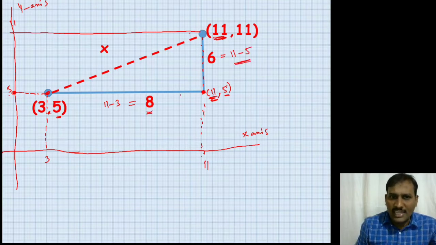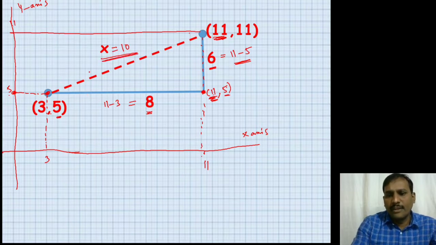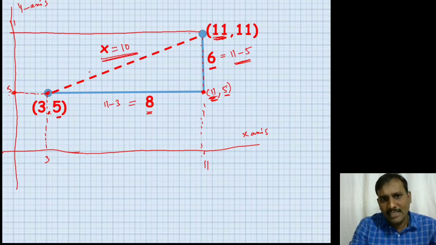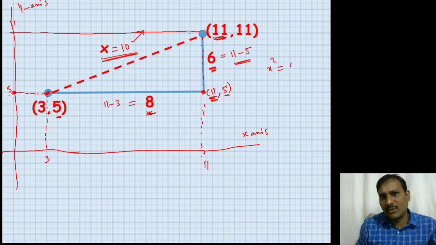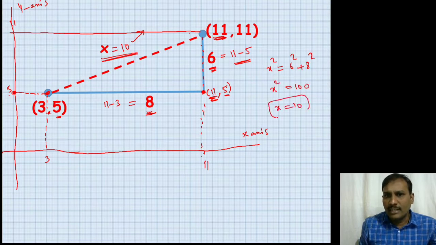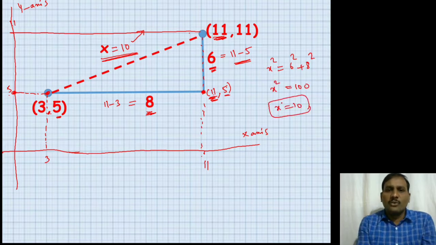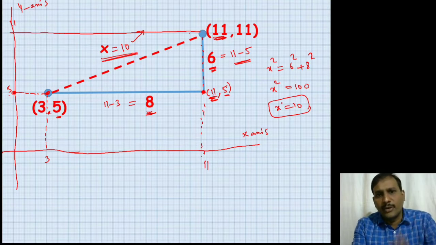Now you know this is 8, this is 6. Just now we did that. In the previous problem, x is equal to 10 when this is 6 and this is 8, so this will be 10 units. Or you can do it here again, x square equal to 6 square plus 8 square, which is equal to 100. By using Pythagoras theorem, x will be 10 units. So this is how we find the distance between 2 points. So let us take one more problem.